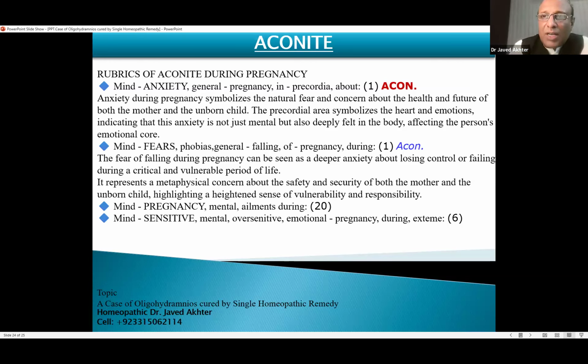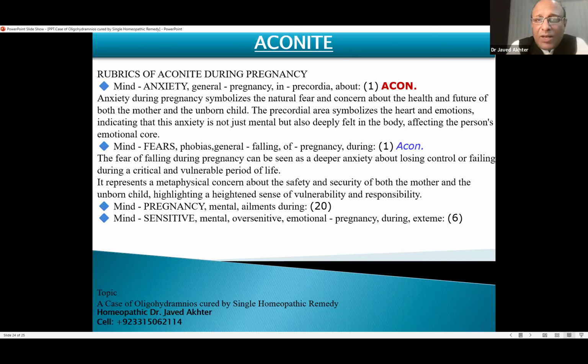So symbolically this is only aconite. And another rubric is fear of falling during pregnancy. So here it is falling, not abortion. What is the meaning of this? Only a single rubric: fear of falling during pregnancy.